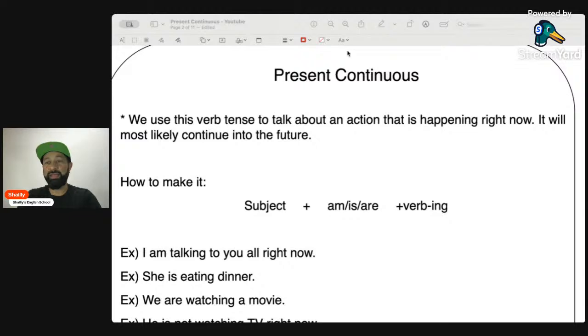So how do we make the sentence? Basically, we're going to have a subject. The subject can be I, you, we, they, he, she, it. That will be the subject. Next, we do need to have the be verb. The be verb will be am, is, or are. And then the main verb will be the ing form.